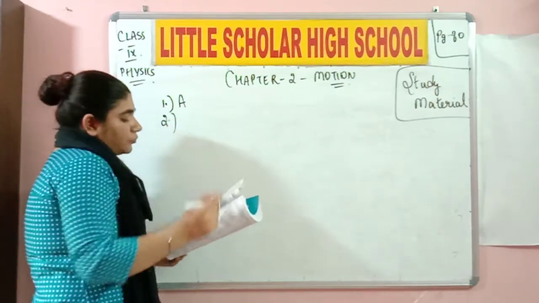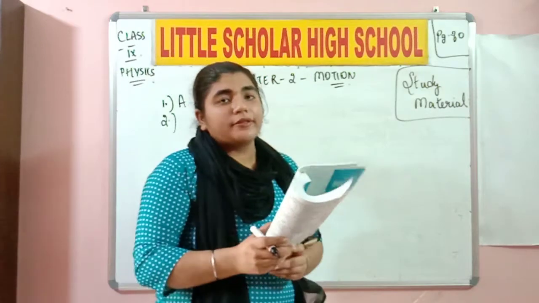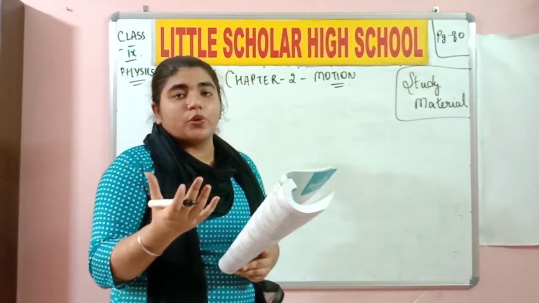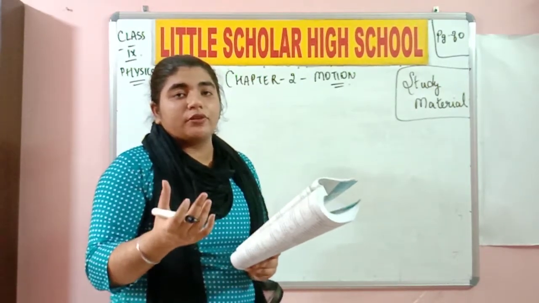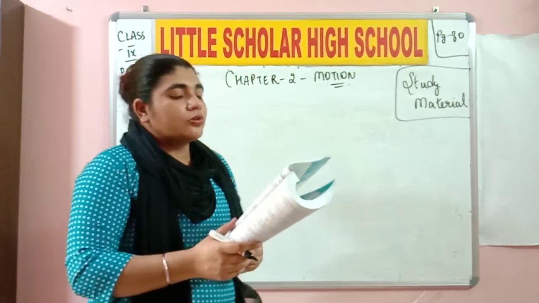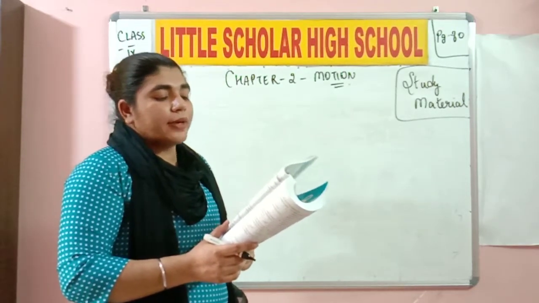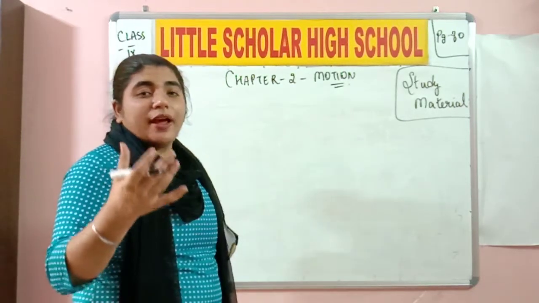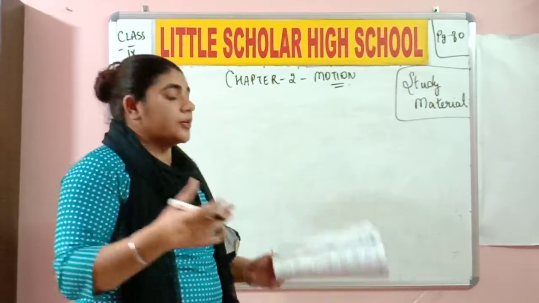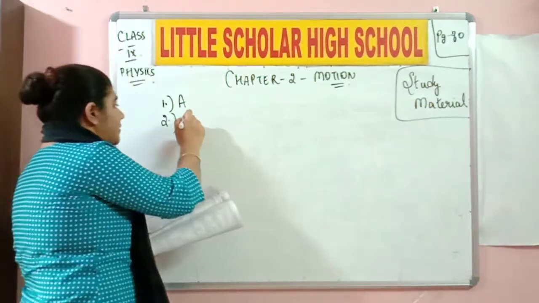Second one, speedometer. You might see a speedometer, a device in your vehicle which is going to measure the speed at that particular instant. So the second one is: speedometer measures speed at an instant, which is nothing but instantaneous speed. So the second one is going to be C.